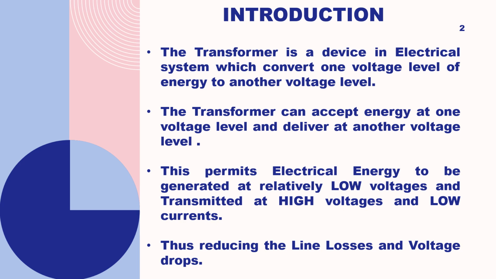That is, the basic electricity is generated at low voltages, which can be further stepped up to high voltages to transmit over a longer distance. Then, whenever it is to be used, it can be again converted from high voltage to low voltage. The energy transmitted at higher voltage has the lower current, thus reducing the line losses and voltage drops.